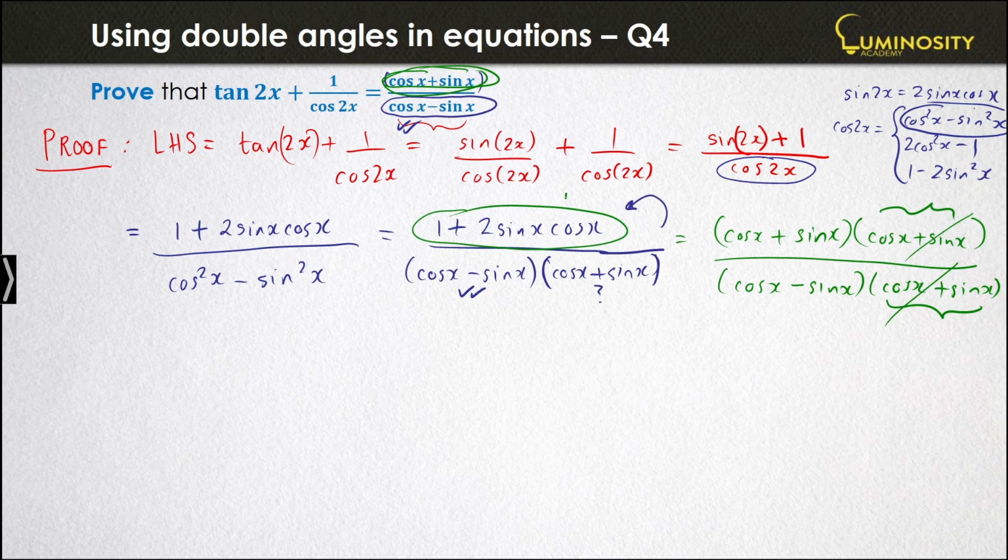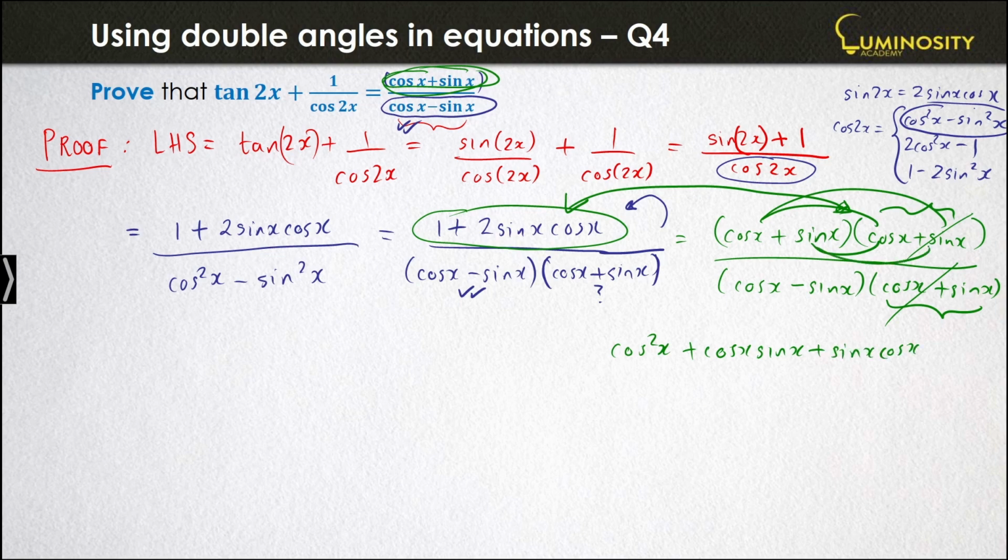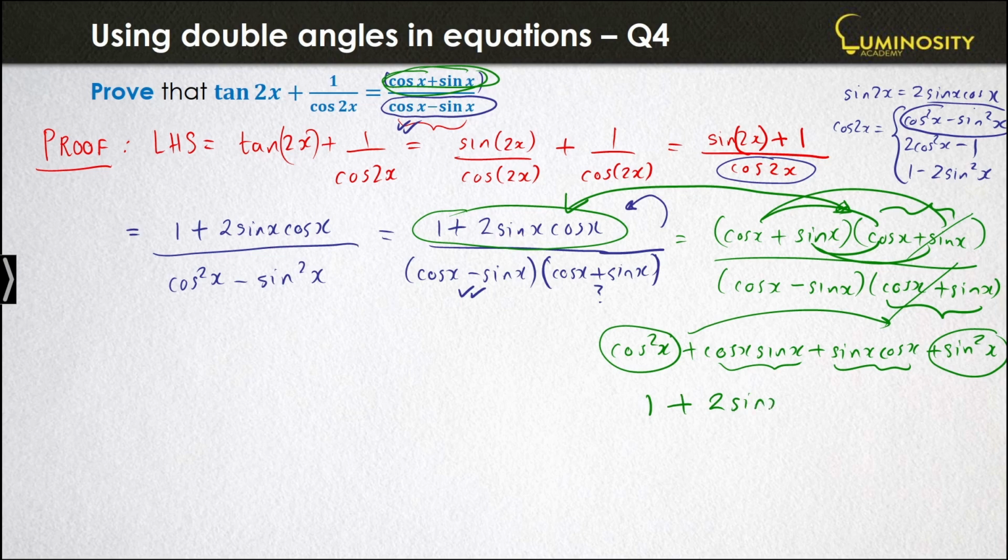So how do I know that this is actually equal to that factorized? Well, we can check. If I multiply that out, I get cos squared x, then cos x sine x, then sine x cos x, and then sine squared x. Now notice you have a sine squared x and a cos squared x. Adding those together, you get 1. And then cos x sine x and sine x cos x are exactly the same term, and there's 2 of them, so there's 2 lots of sine x cos x. That looks familiar. That's exactly the numerator expression.